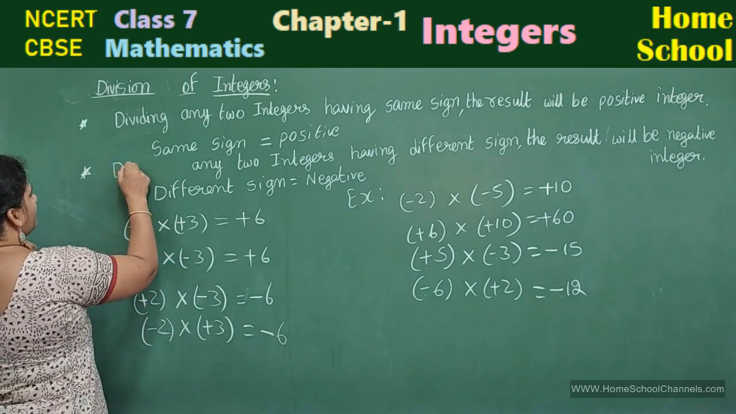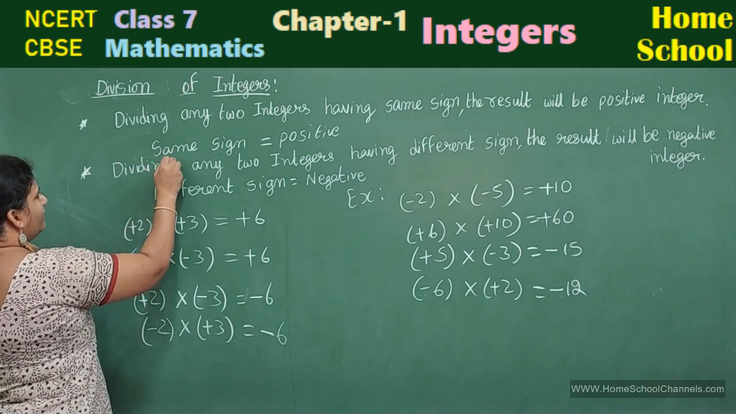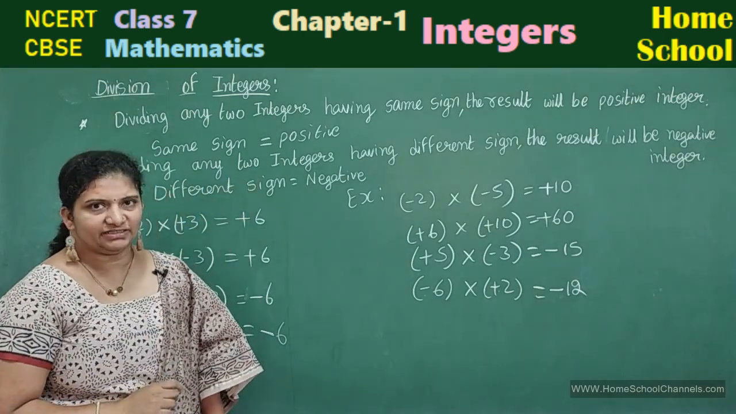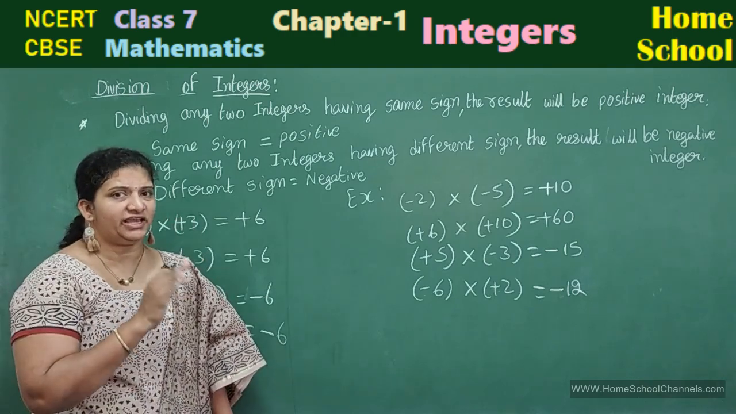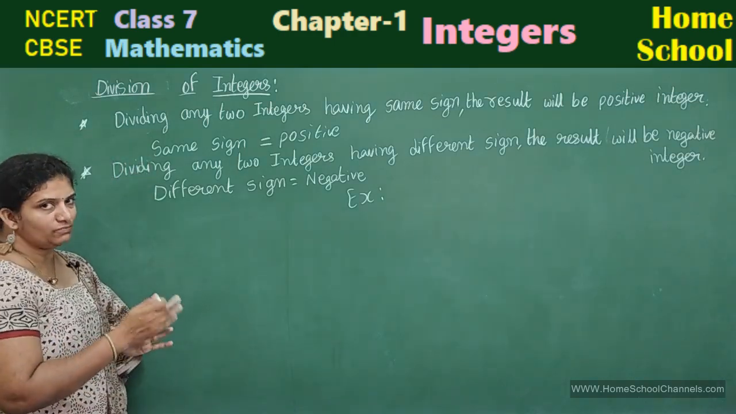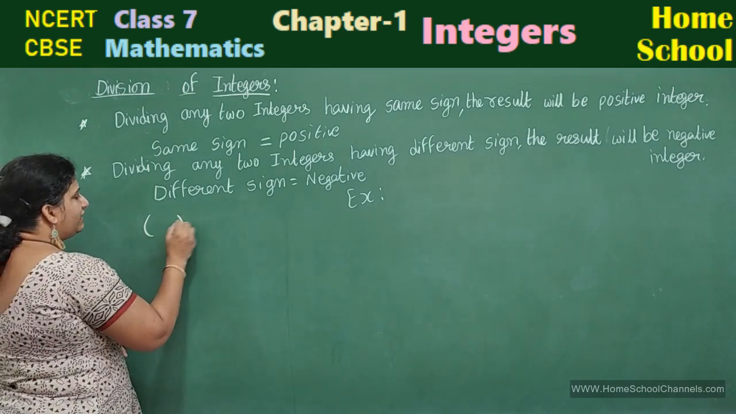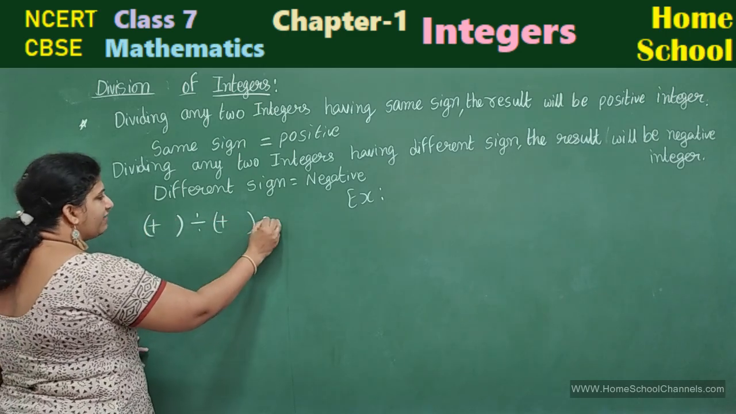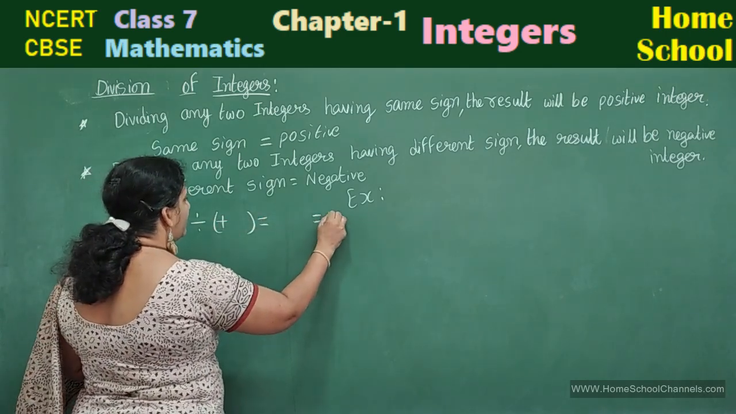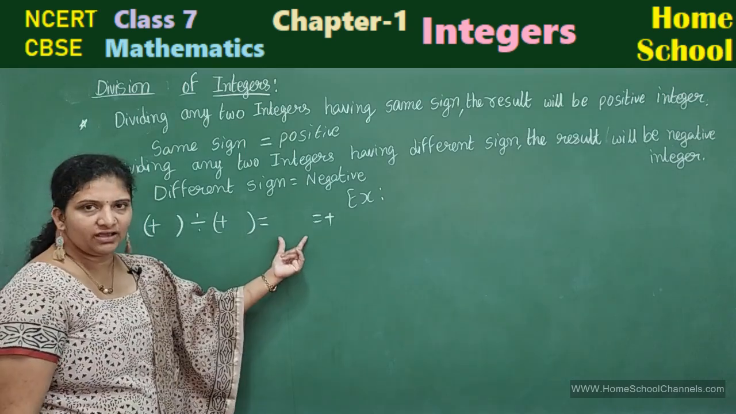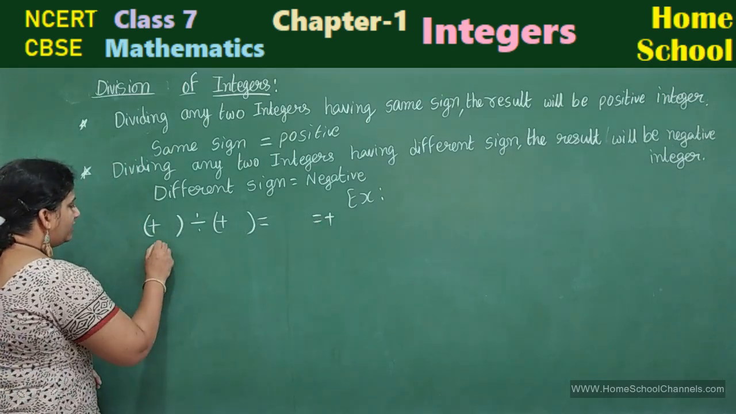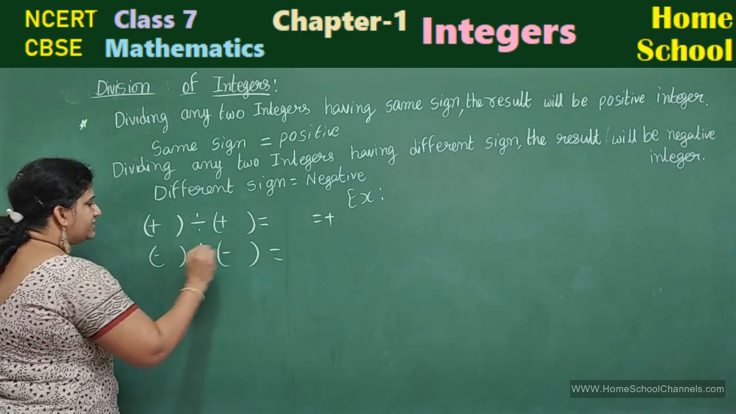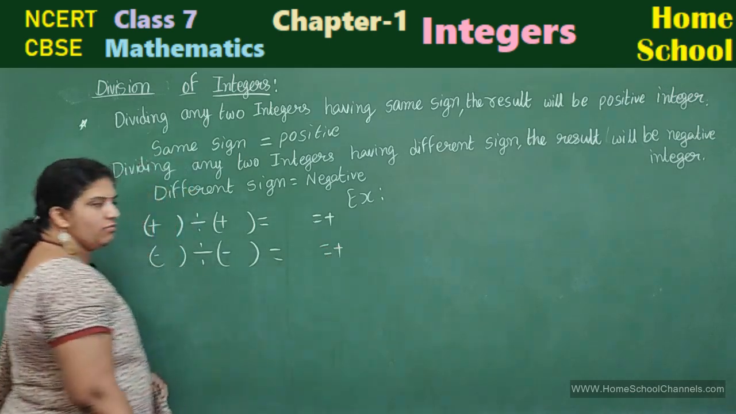Second step, dividing any two integers having different sign, the result will be a negative integer. There is no change in the steps for multiplication and division. Now we are going to write it symbolically. That is, if we divide, this is the symbol. If we divide two integers having the same sign, the result will be positive. Let us leave a gap here and write positive. And here, next division, same sign. One pair is positive, another pair is negative. And your result will be positive.